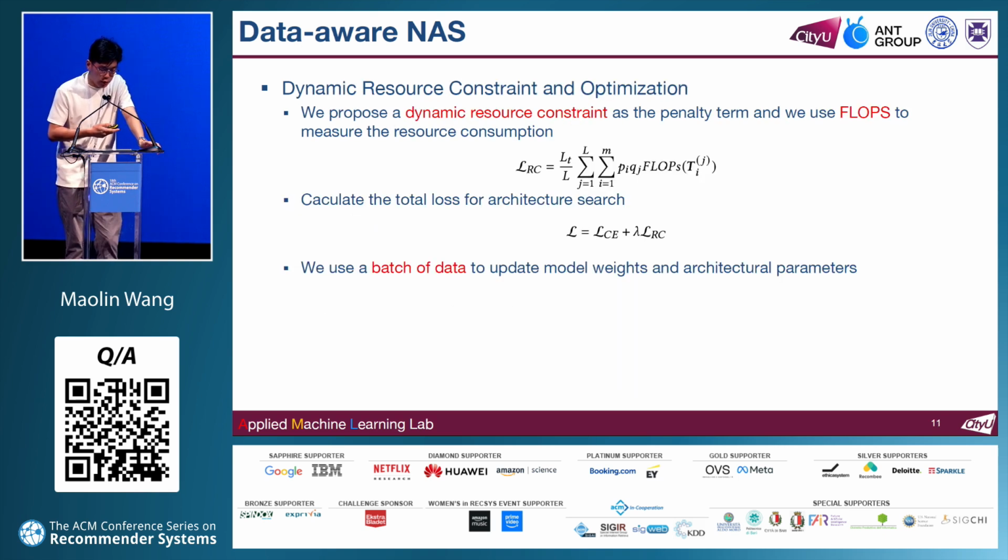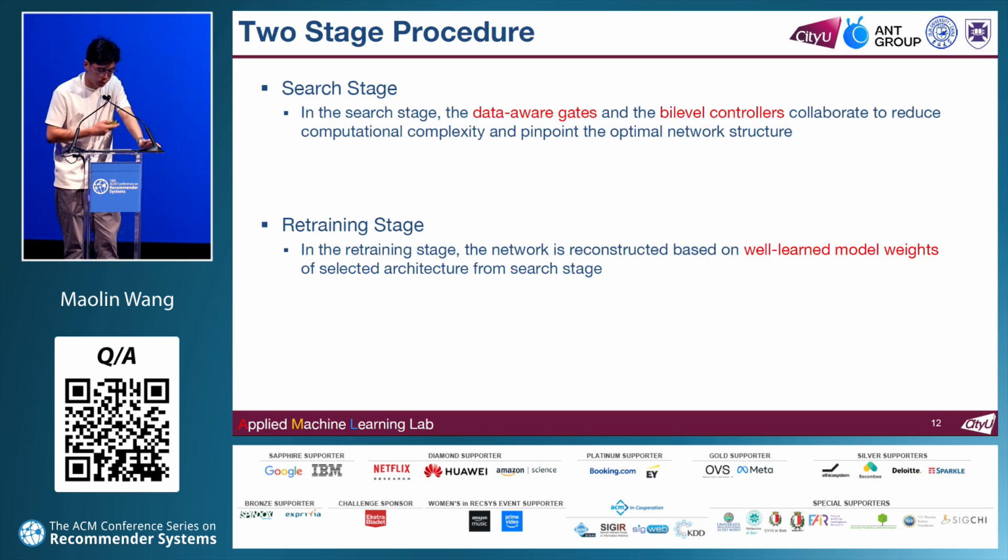And finally, we use a dynamic resource constraint and optimization. We propose a dynamic resource constraint as an initial term, and we use FLOPs to measure the resource consumption. Then we optimize the FLOPs loss directly. We use a batch of data to update model weights and architecture parameters.